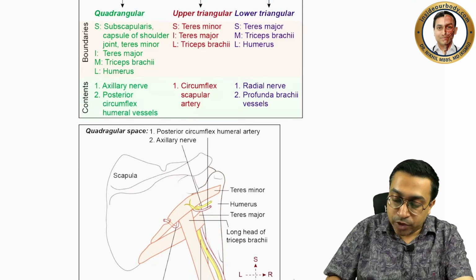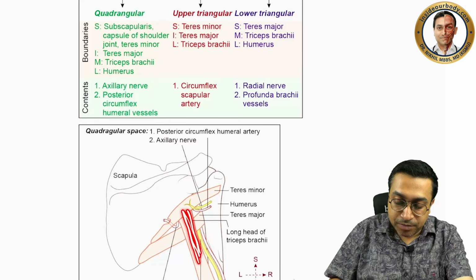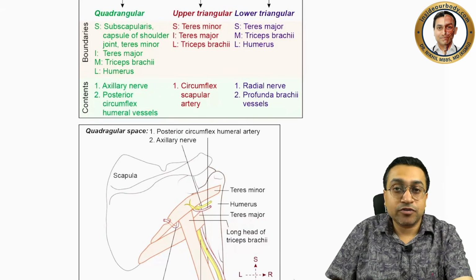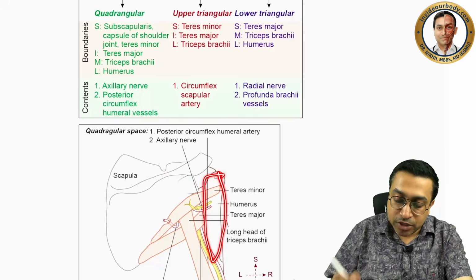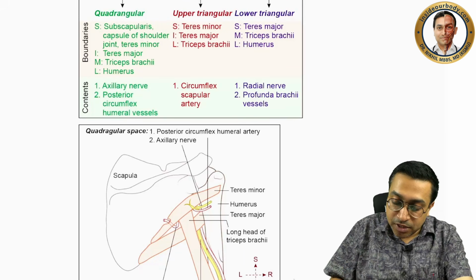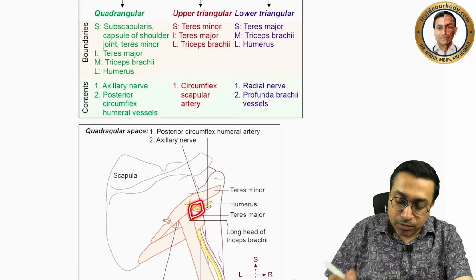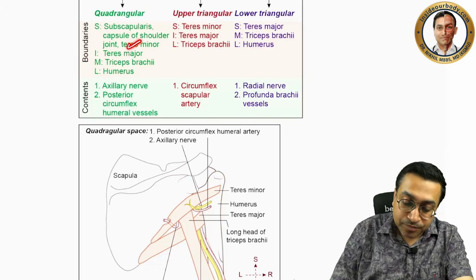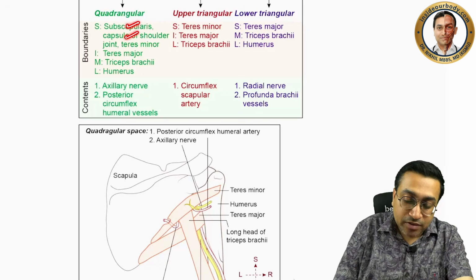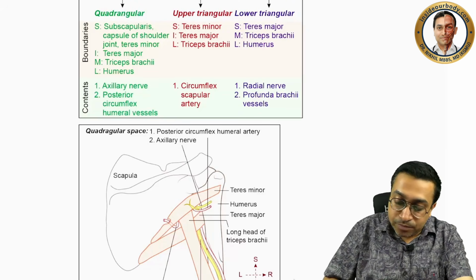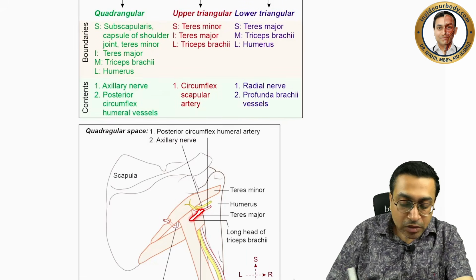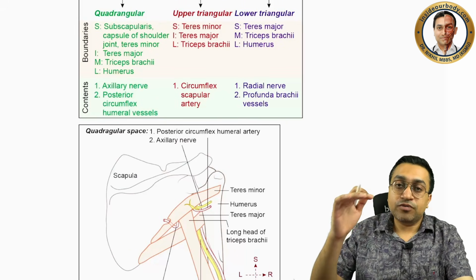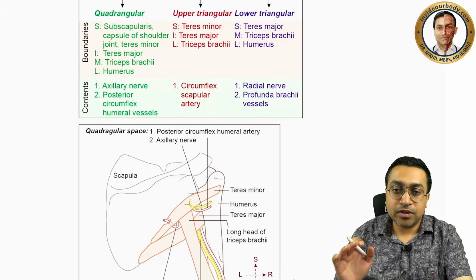In this image what you can see is the teres minor, teres major muscle. This is the triceps brachii, specifically the long head of triceps brachii, and you have the humerus bone. So just understand the quadrangular space boundaries first. These 4 boundaries, what would they be? Teres minor, along with subscapularis and the capsule of the shoulder joint. Then you have teres major, so minor above, major below. Just remember this simple thing, don't forget.